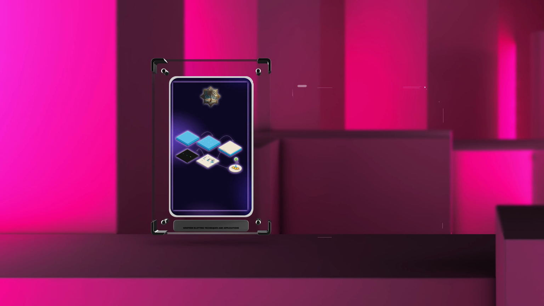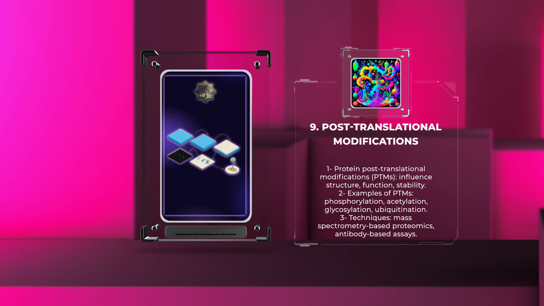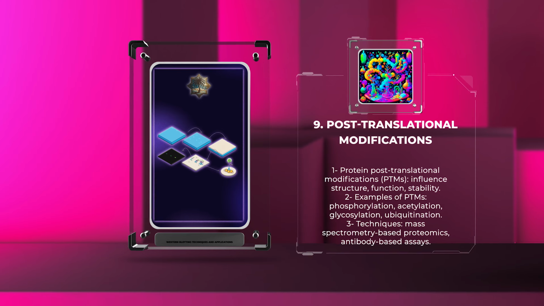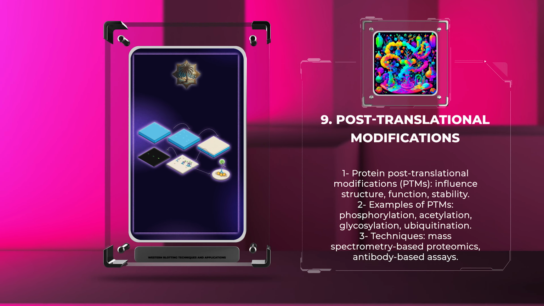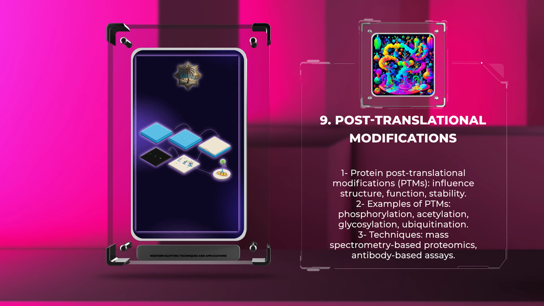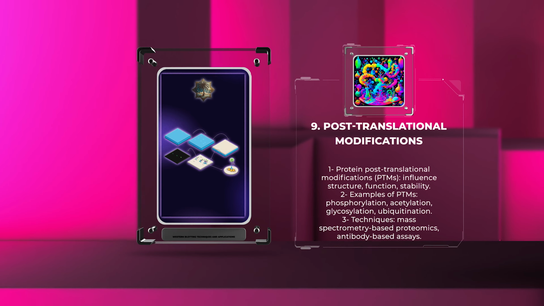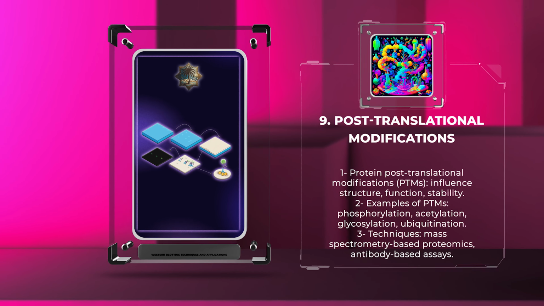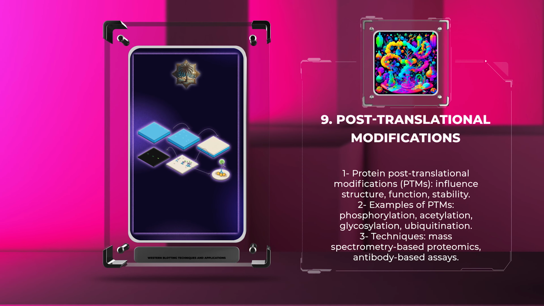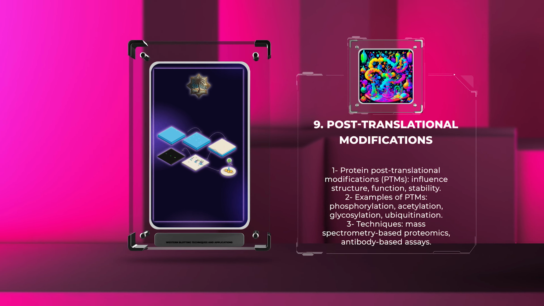Proteins undergo post-translational modifications, PTMs, that significantly influence their structure, function, and stability. Phosphorylation, acetylation, glycosylation, and ubiquitination are examples of PTMs that regulate protein activity, localization, and interactions with other molecules. Identification and analysis of PTMs require specialized techniques, such as mass spectrometry-based proteomics approaches or specific antibody-based assays. Studying PTMs provides valuable insight into cellular signaling pathways and disease mechanisms.